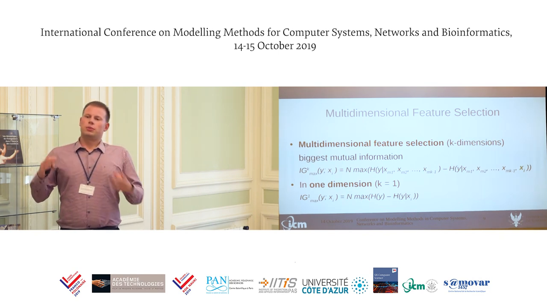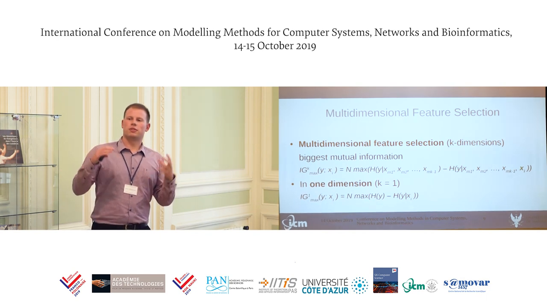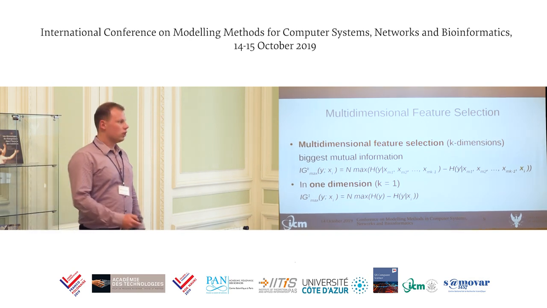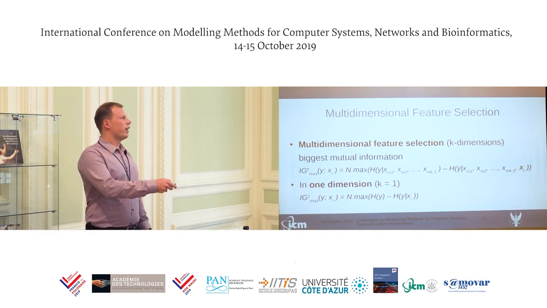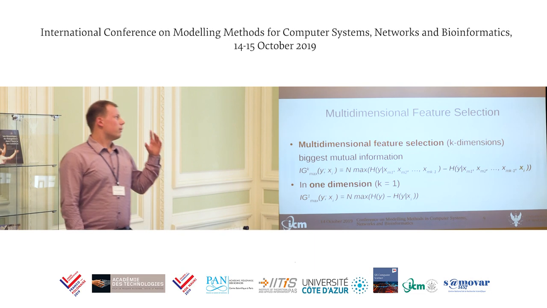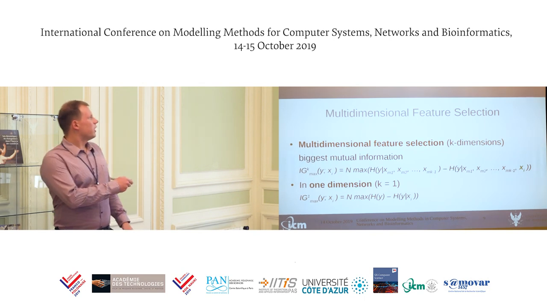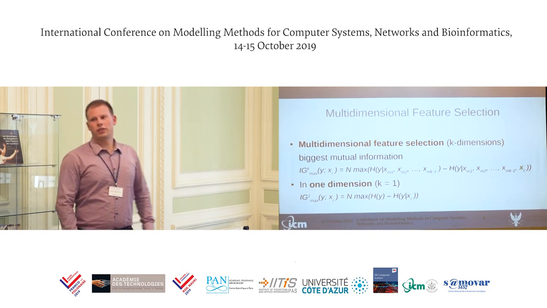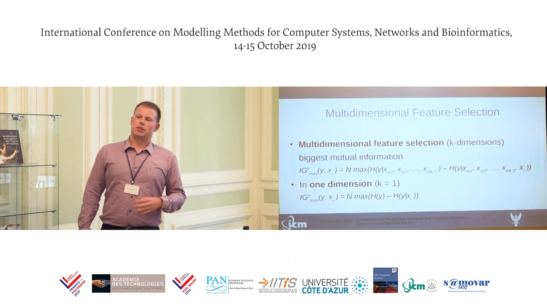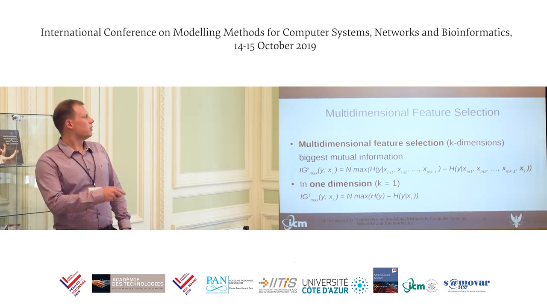So to perform multidimensional feature selection, we need to generate all k-element subsets of variables and then compute multidimensional information gain in relation to the variable xi. Then we are able to find the maximum multidimensional information gain that reflects the biggest mutual information of that variable xi. And the simplest analysis is the one-dimensional one, and is expressed by this formula.